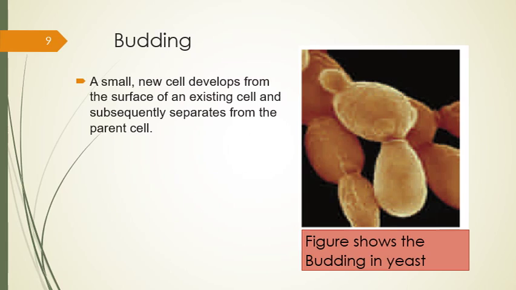Here is a pictorial representation of the budding. You can see in the picture, it shows the budding in yeast. Cell division in yeast and a few bacteria occurs through budding. In that process, a small new cell develops from the surface of an existing cell and subsequently separates from the parent cell.